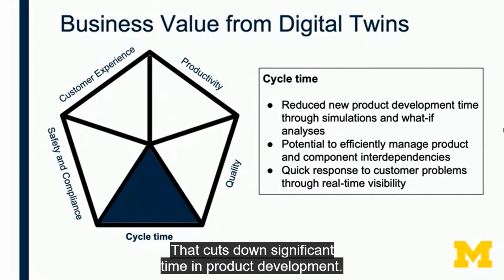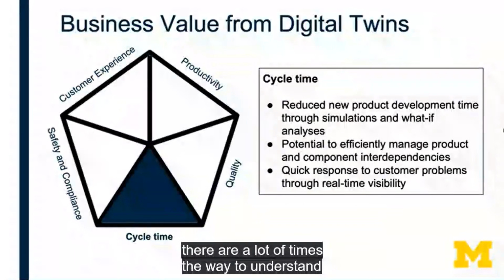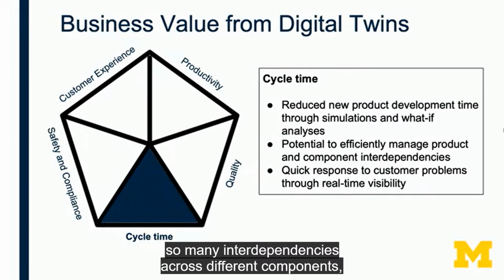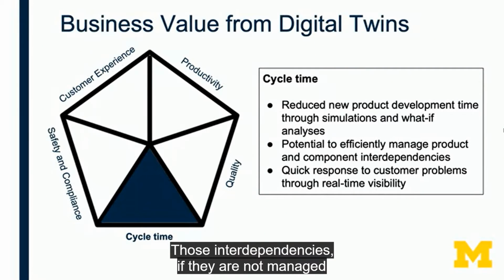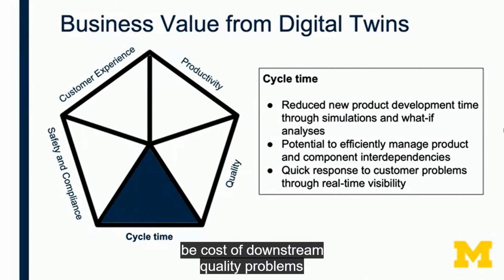And of course, you have efficiency benefits. A lot of times the way to understand these interdependencies, especially in complex products, what you would find is that there are so many interdependencies across different components, different parts of a product. And those interdependencies, if they are not managed well, certainly could be the cause of downstream quality problems and a lot of other challenges.